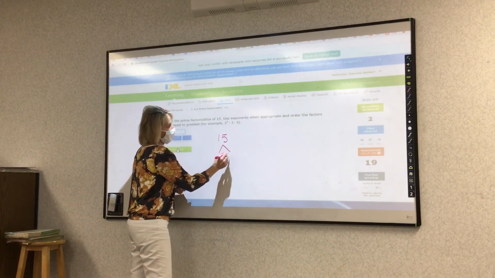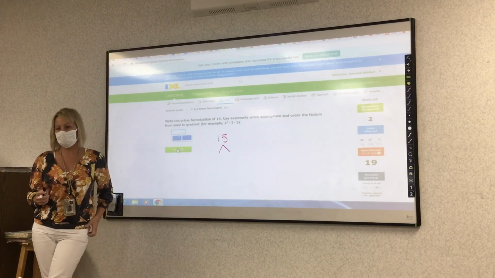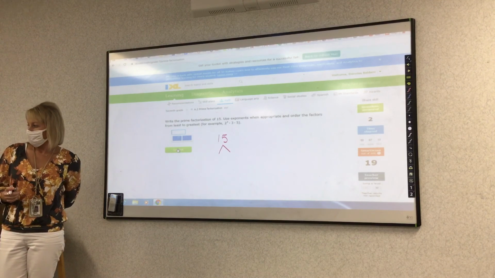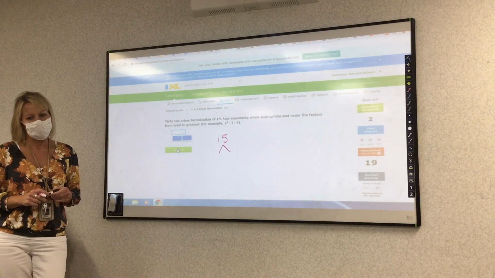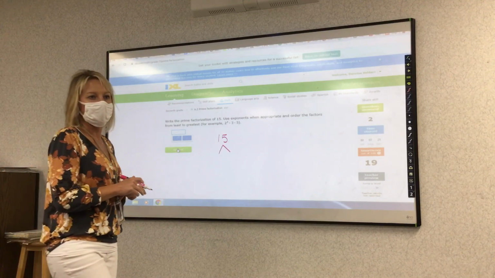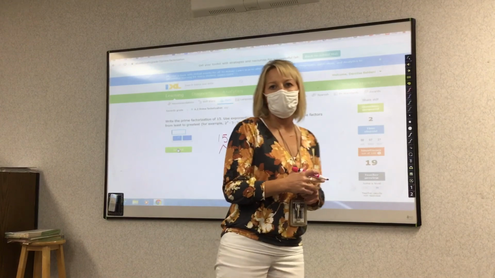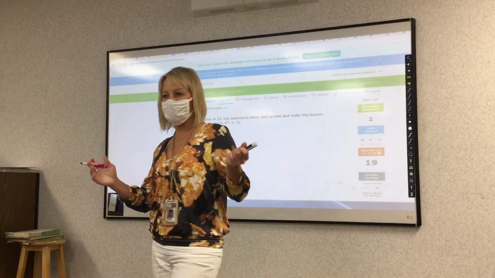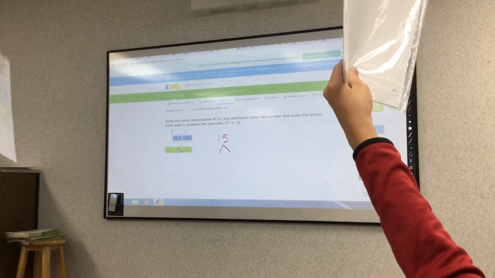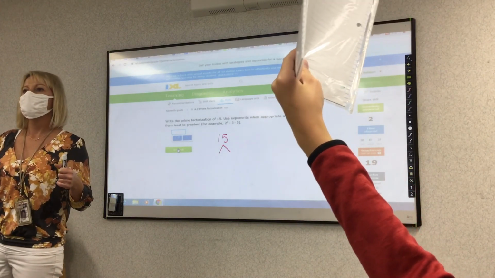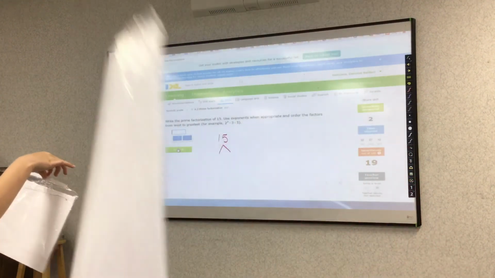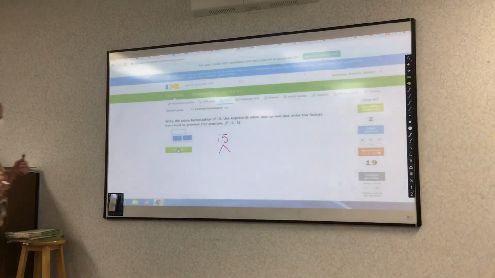15. Find the factorization of 15. That was easy. I need to see your whiteboards, whether you're done or not. Let me see your whiteboard. I need to see everybody's whiteboards. Okay, some of us are not writing real big. You need to write real big. You need to know your factors.